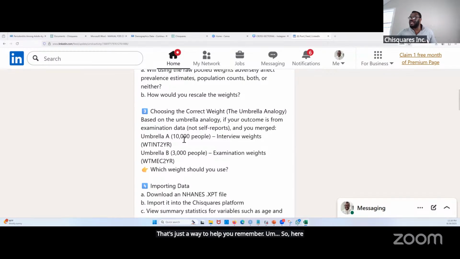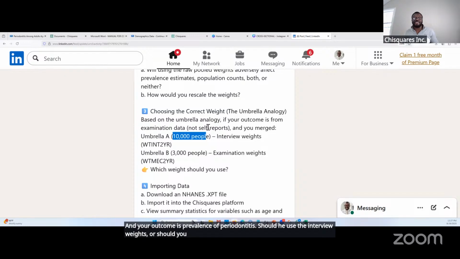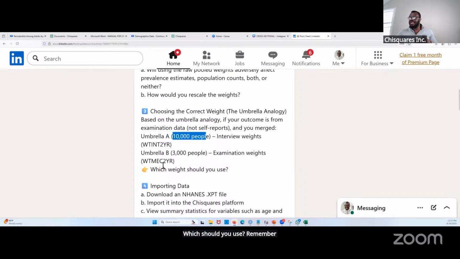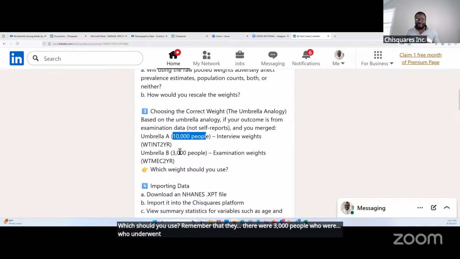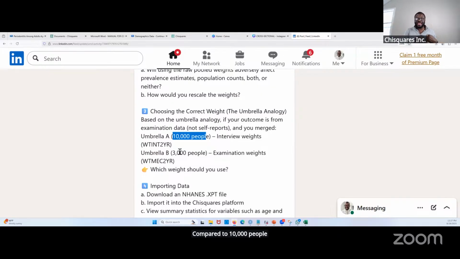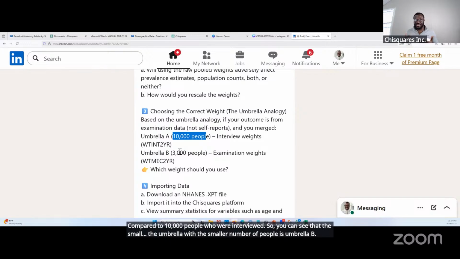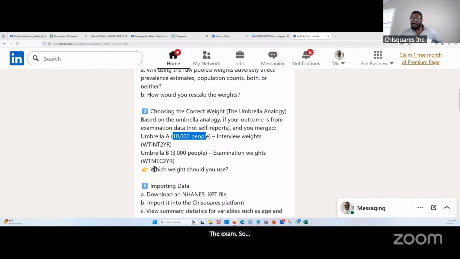So here you have umbrella A has 10,000 people. So you merge data from the, let's say, demographic data set, which has the interview weight, and the periodontal file, which has exam weight. And your outcome is prevalence of periodontitis. Should you use the interview weight or should you use the exam weight? Remember that there were 3,000 people who underwent an exam compared to 10,000 people who were interviewed. So you can see that the umbrella with the smaller number of people is umbrella B, the exam.